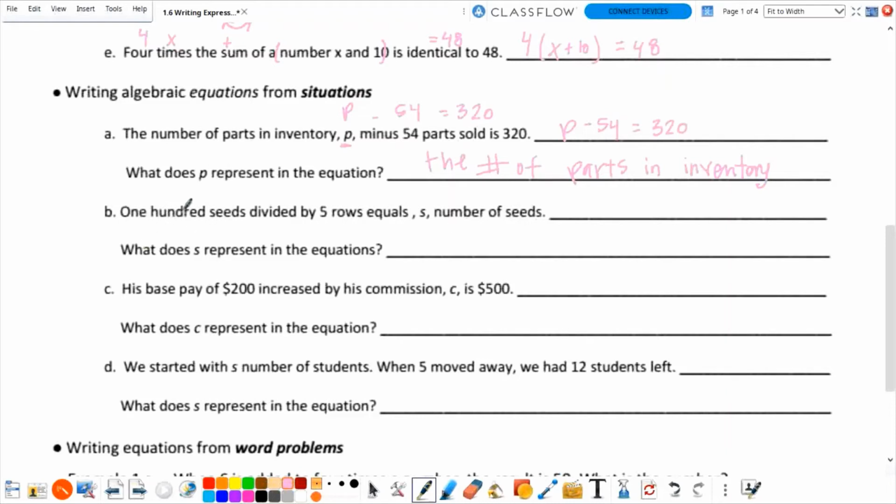Okay, then we have 100 seeds divided by 5 rows equals S. That's a 5, that's an S. So 100 divided by 5, we'll write that as a fraction, and it's going to equal S. 100 over 5 equals S. What does S represent in the equation? It's the number of seeds, right? And then we're dividing by rows, so we've got the number of seeds per row.